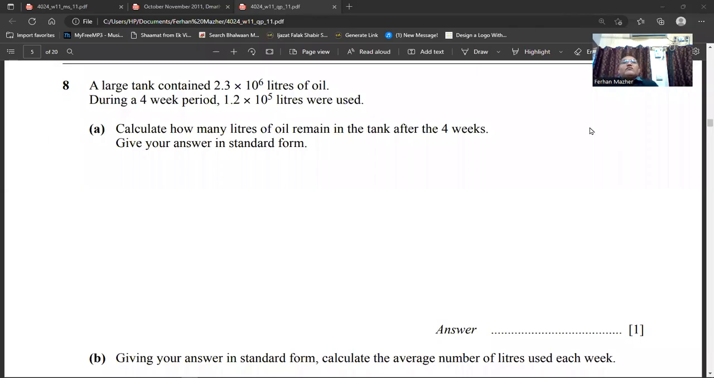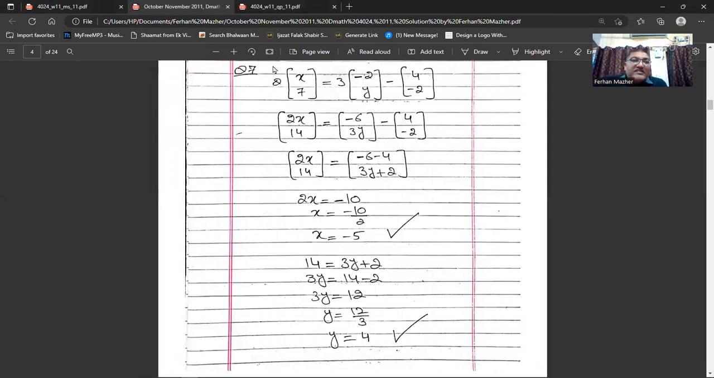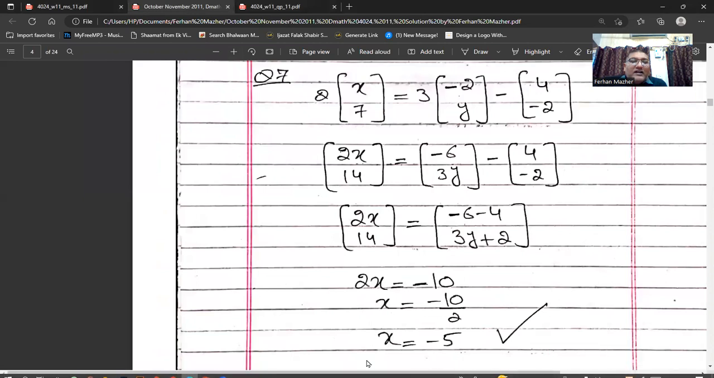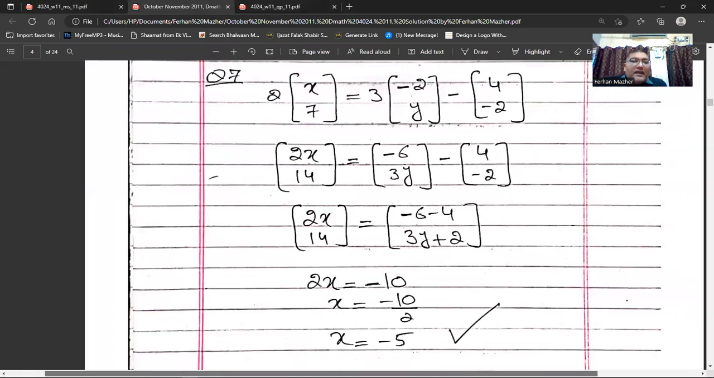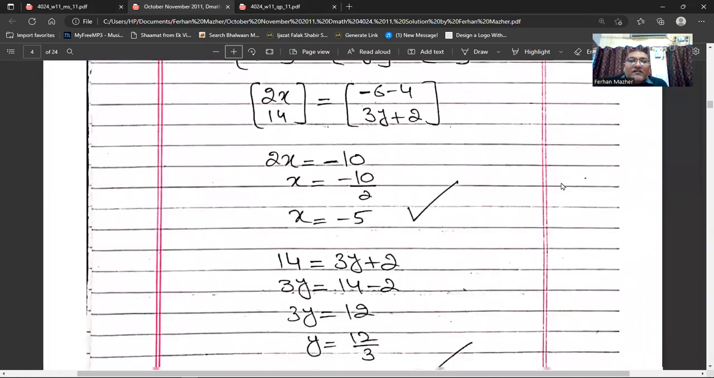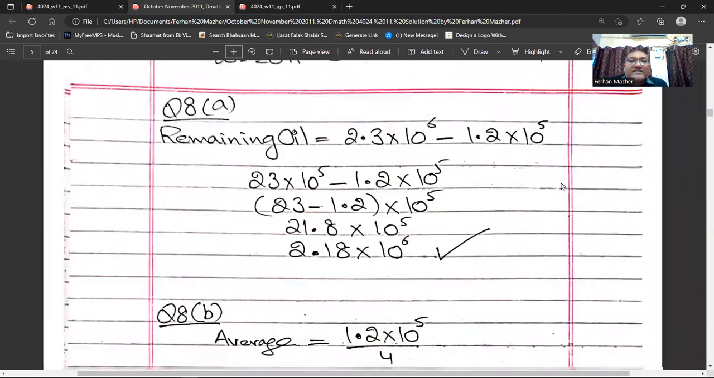Okay, so the total amount of oil is 2.3 × 10^6. From it, we will subtract 1.2 × 10^5. These two numbers are in the standard form, so we will subtract them. The trick of doing that is to make their exponents the same.